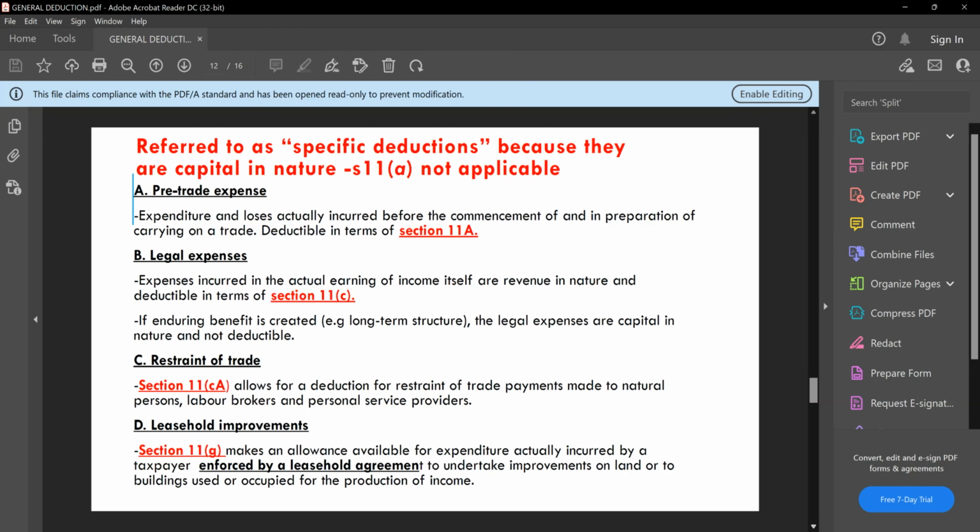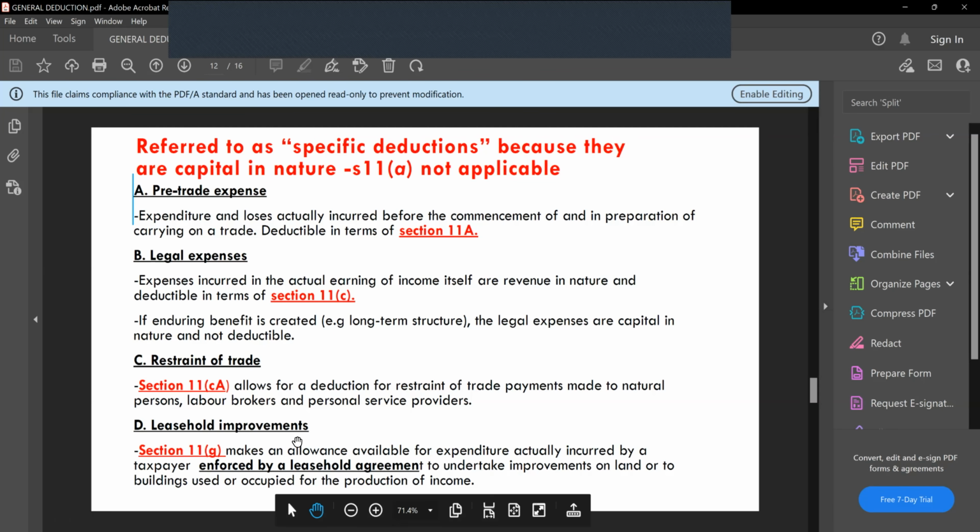Then there's restraint of trade payments. Section 11CA allows for a deduction of restraint of trade payments made to natural persons, labor brokers, and personal service providers. The deduction of a restraint of trade payment will be, I think, the lower of the amount of the restraint of trade divided by 3, and the amount of the restraint of trade paid divided by the period of restraint.